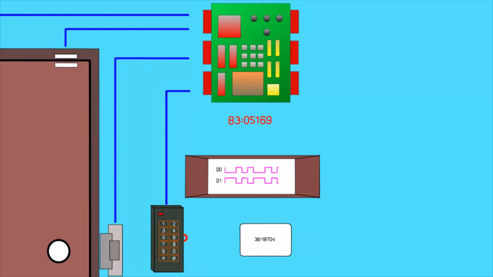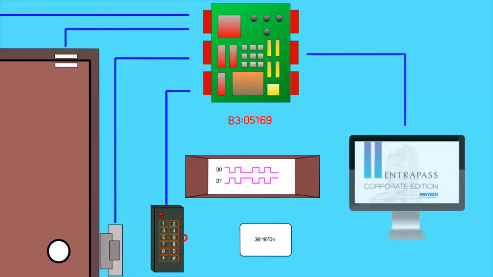How does the controller know which user should have access or not? Everything is programmed from the Entrapass software on a computer.